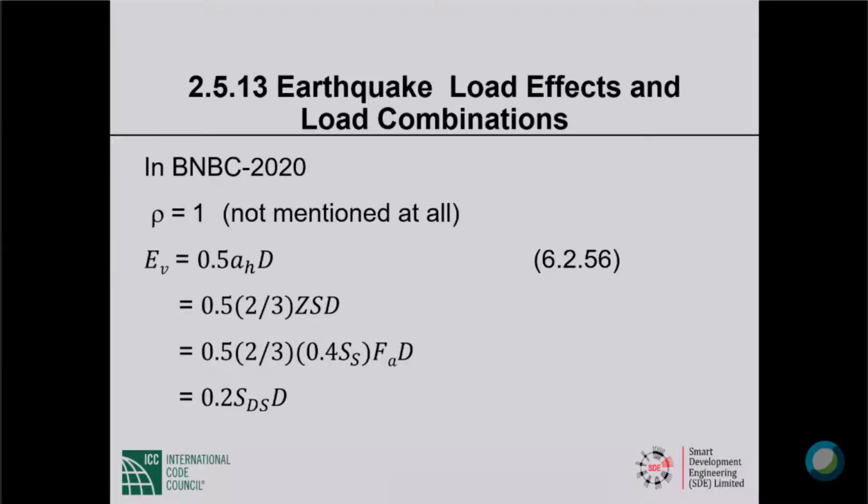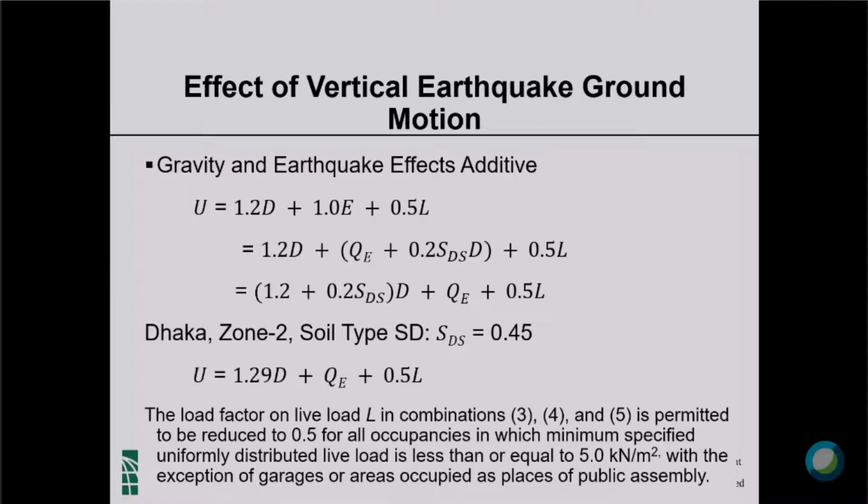So E sub V of BNBC 2020 is exactly the same as the E sub V of ASCE 7-05. Okay. So in the additive load combination, 1.2 dead, 1.0 earthquake, 0.5 live. In the design load combination, the load factor on live load is shown as 1. But then you remember the exception says unless you are designing a parking structure, a place of public assembly, or an area supporting more than 100 pounds per square foot of live load, your live load factor can be reduced to 0.5. So most of the time we are dealing with a live load factor of 0.5, not 1. So additive load combination, we write E is equal to Q sub E plus 0.2 S sub DS times D. And then if we collect terms, we get 1.2 plus 0.2 S sub DS all multiplying D plus Q sub E plus 0.5 L.